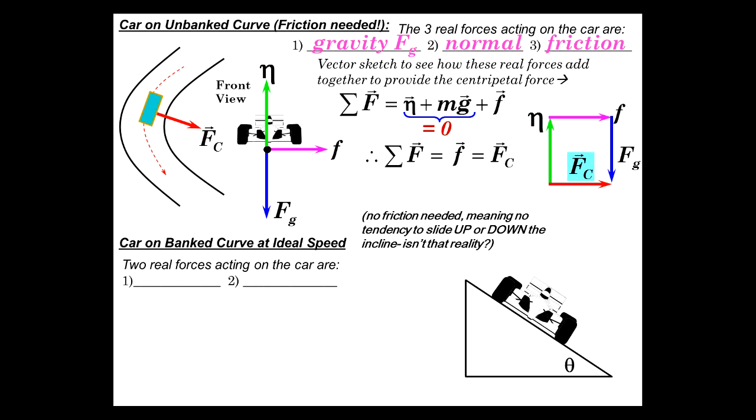It's the ideal speed. And you won't feel like you're being forced to one side. Maybe I should ask you to think about how you would feel before I say. I won't say yet. What feeling would you have going around this corner fast, but at just the right speed? So think about that. The two real forces are gravity, and also normal, because we don't need friction.